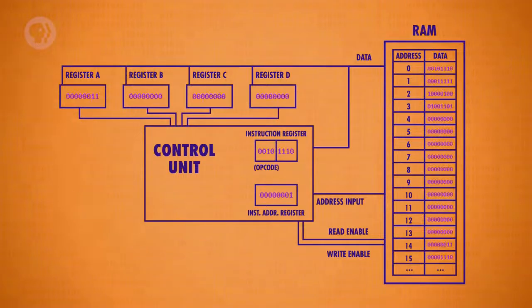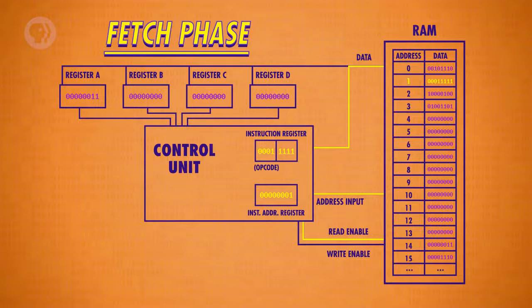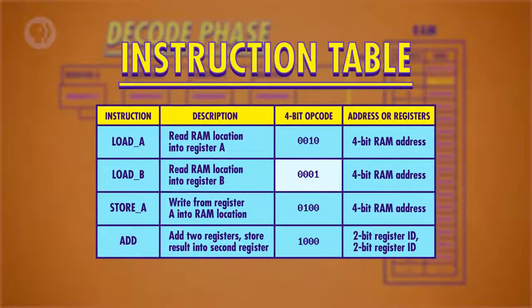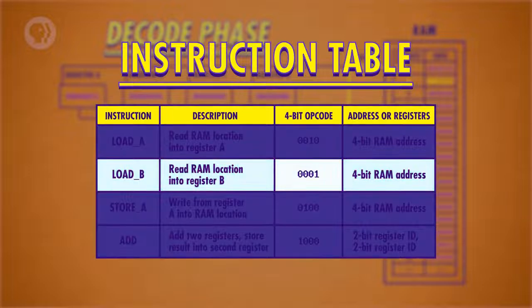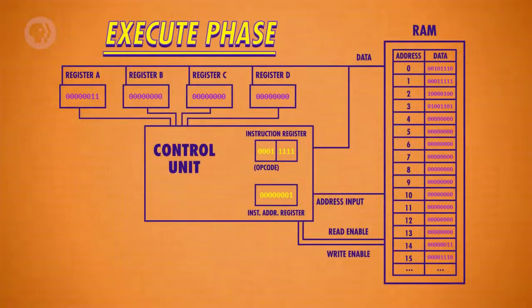Having completed one full fetch, decode, execute cycle, we're ready to start all over again, beginning with the fetch phase. The instruction address register now has the value 1 in it, so the RAM gives us the value stored at address 1, which is 0001 1111. On to the decode phase. 0001 is the load B instruction, which moves a value from RAM into register B. The memory location this time is 1111, which is 15 in decimal.